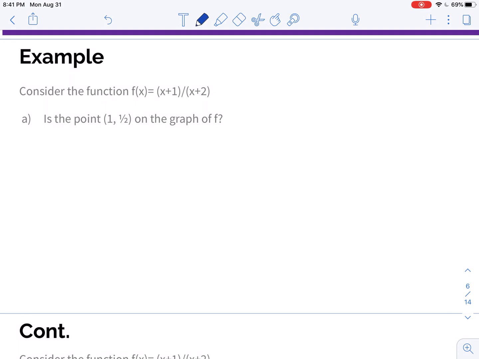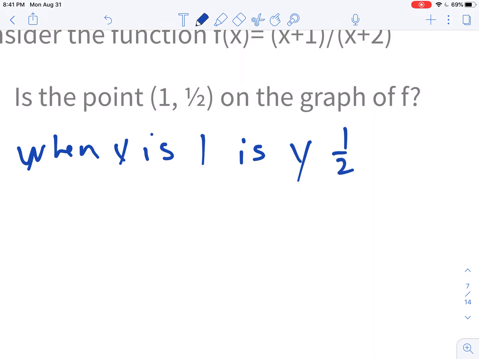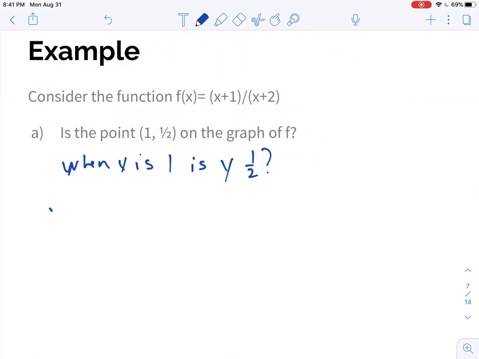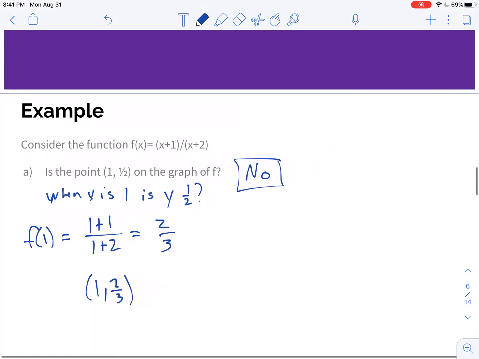All right, so we're asking, is the point (1, 1/2) on the graph of f? Well, all that's asking me is when x is 1, is y 1/2? That's the question. So the easiest way to figure that out is to figure out what the value f of 1 actually is. So I'm going to figure out (1 plus 1) over (1 plus 2), and that's equal to 2/3. So the point (1, 2/3) is on the graph, and now I can definitively say that the answer to this is no. It's not on the graph. The point (1, 2/3) is on the graph. So that's all that we had to do for that question.